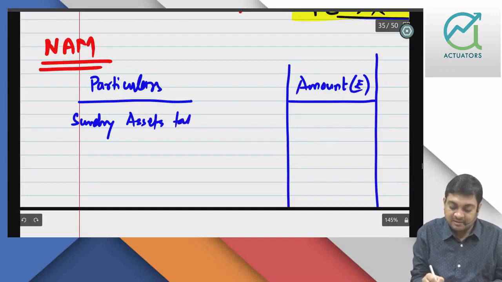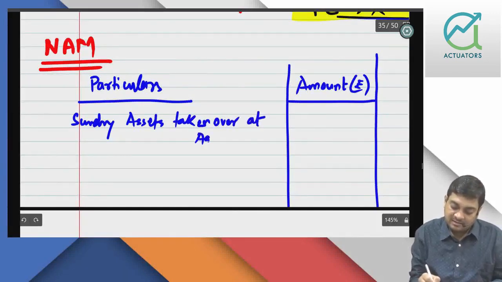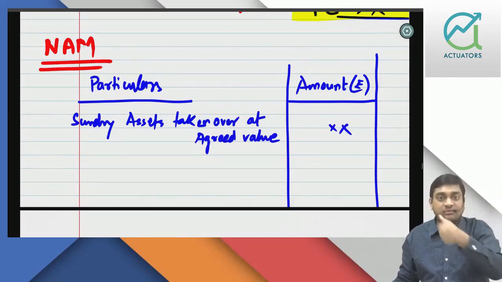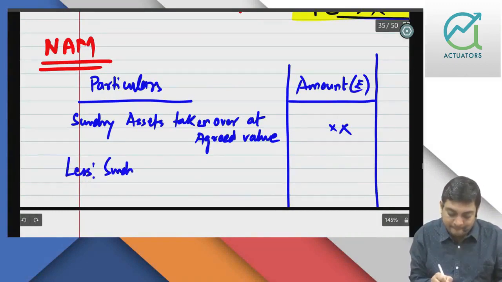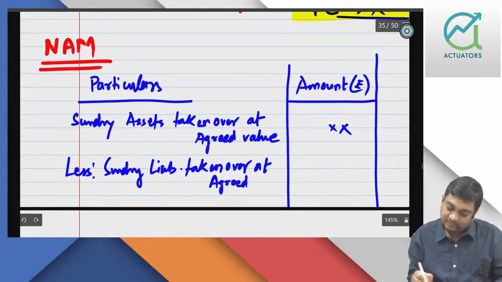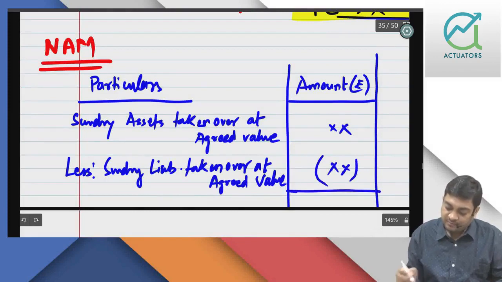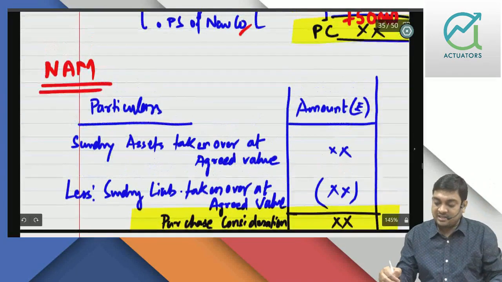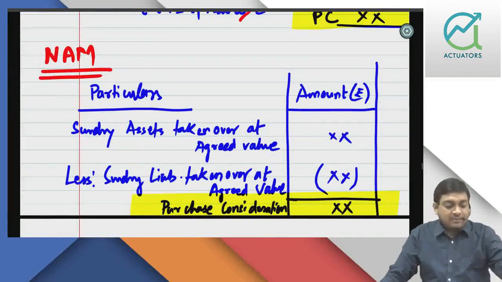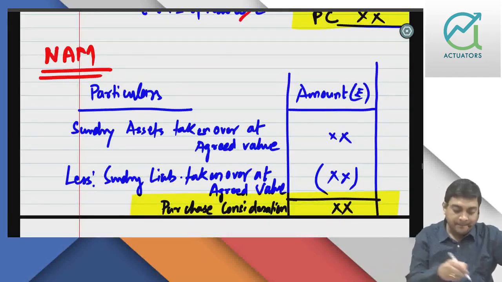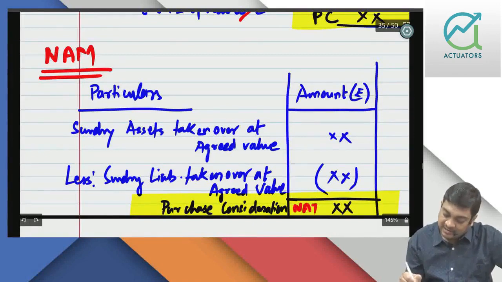Sundry assets taken over at agreed value, the value at which new company has agreed. It can be 5 lakh, 6 lakh in your books, but I have to agree for that value. Less sundry liabilities taken over at agreed value. So this is my purchase consideration. Simply, the NATO will be my purchase consideration. I guess this is absolutely fine with all of you. The NATO will be my purchase consideration. This is NATO, net asset taken over.